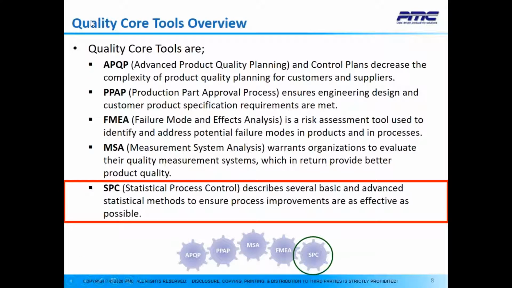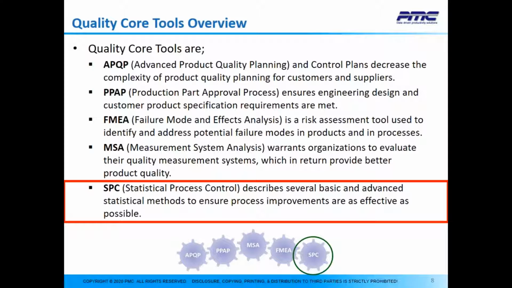Quality core tools. For those who have never heard of it, we do have 5 topics which are called core tools, quality core tools in automotive. They're actually AIAG publications. So APQP with control plan, PPAP, FMEA, MSA, and SPC. Actually, a couple of weeks ago or so, we did talk about the process FMEA.